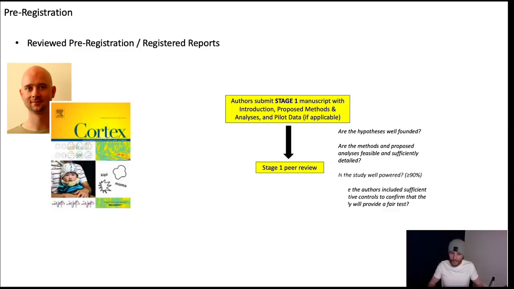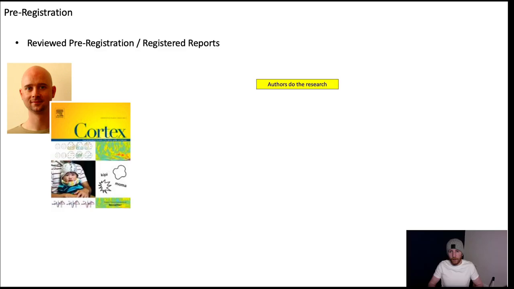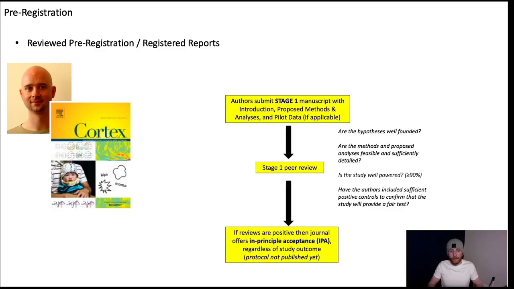Are they sufficiently detailed? And so on. And if the reviewers are happy with this, they approve the manuscript at that point. So the authors are told, we will publish this if you do the study as you've described it. The authors go out, and by the way, this is essentially what your assignment is.